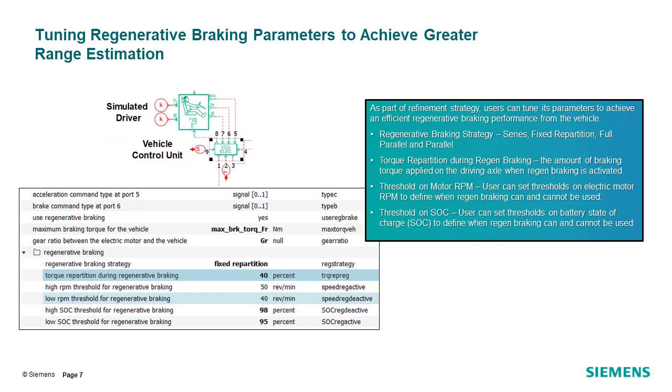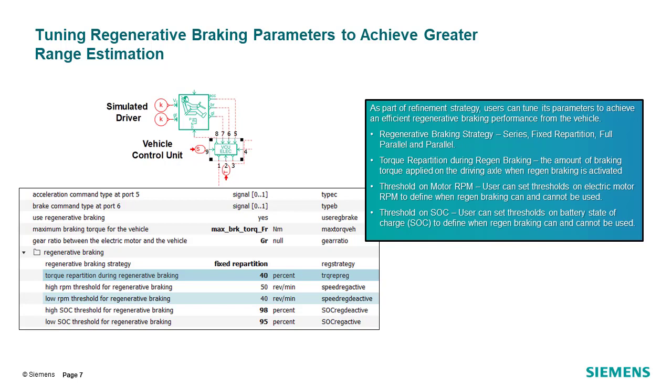Regenerative braking in electric or hybrid vehicles is used to convert the kinetic energy generated during vehicle deceleration into electrical energy to recharge the high-voltage batteries and power the electric motor. While SimCenter Amesim is capable of using different strategies to efficiently use regenerative braking, key parameters are used to decide if regen braking will be activated or deactivated during vehicle operation.